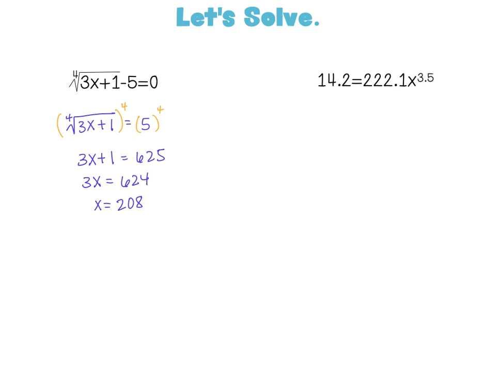Next, let's look at another example. I want to get x alone. 222.1 is being multiplied, so I will divide on both sides. I changed that 3.5 to 7 over 2 just so that it's easier for me to solve because I know that I can use the reciprocal power to get rid of it. So 0.639 raised to the 2/7 is 0.456.